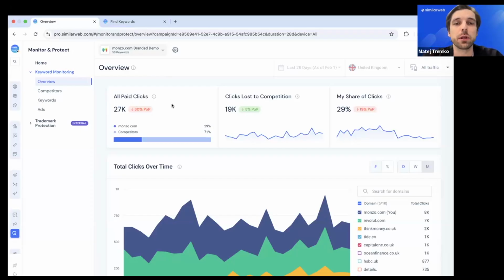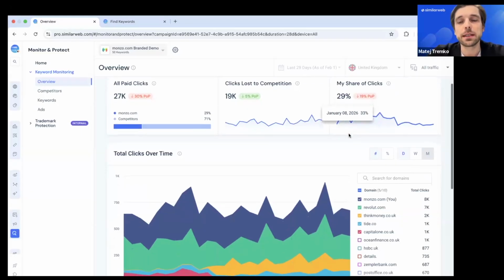for the branded keywords that I've put in. Those clicks are going to Monzo, to Revolut, to all the competitors that are bidding on these keywords. Now, what is a bit disturbing in this specific case, I think, is that you see that Monzo only owns 29% of all of these keywords. I think usually this number is usually higher, usually between 60 to 80%. So I think in this case, it's really worth paying attention to and start taking some action. Out of these 27,000, you can see 19,000 were stolen by the competitors, and that the share of clicks for Monzo is only the 29%.